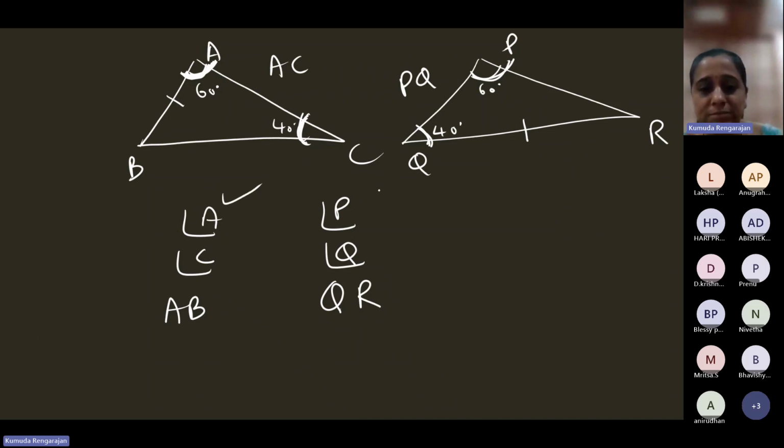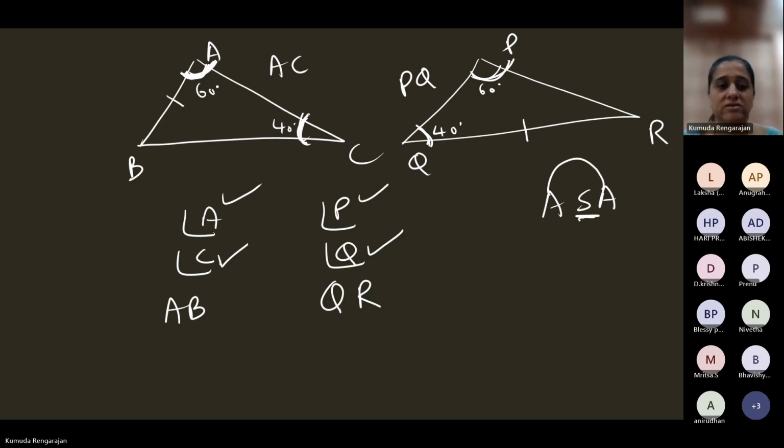Angle A is equal to angle P, given. Angle C is equal to angle Q, given. If you have to use ASA, then you should write two angles and the included side. So we've written two angles. Included side will be AC, and for the second one, PQ. But it's not given. You cannot just write AC is equal to PQ. It should be given to you.